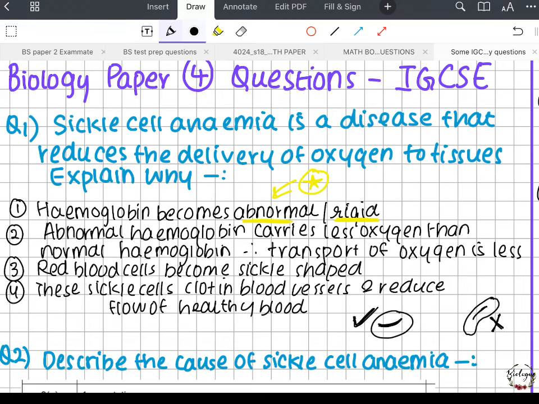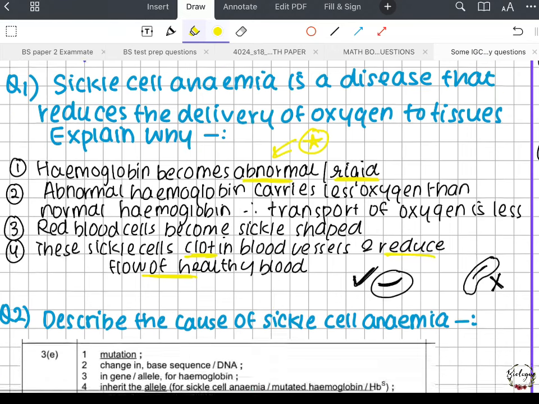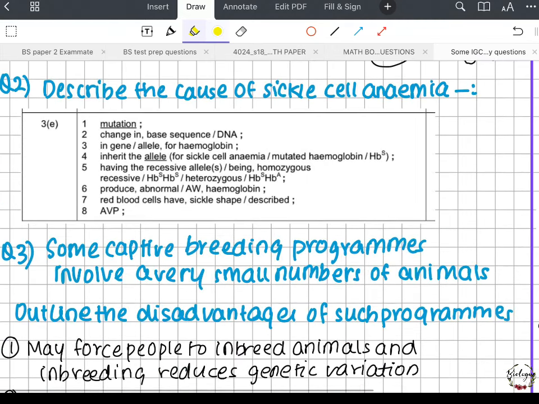These sickle shaped cells clot in the blood vessels and reduce the oxygen supply. So they reduce the flow of healthy blood. Why is the oxygen supply reducing? Because sickle cells clot in the blood vessels, and this reduces the flow of healthy blood, reducing the transportation of oxygen, or oxygen carrying capacity. Okay, moving on to the next question.